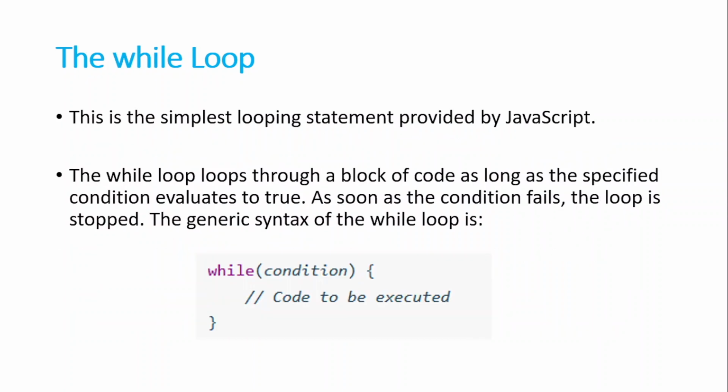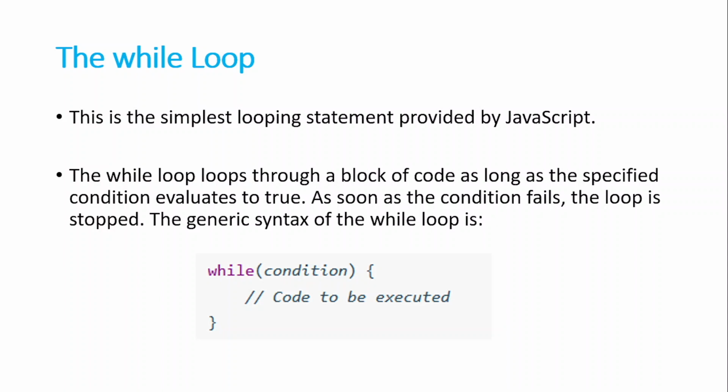The first loop is the while loop. This is the simplest looping statement provided by JavaScript. The while loop loops through a block of code as long as the specified condition evaluates to true. As soon as the condition fails, the loop is stopped. The generic syntax of the while loop is this one.